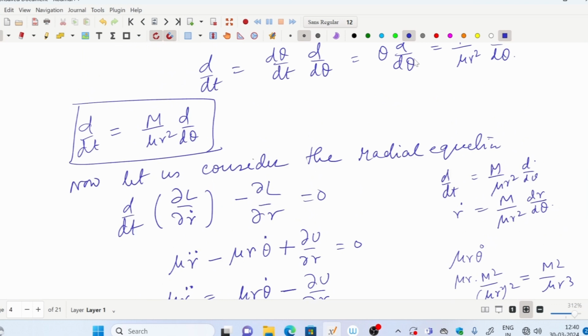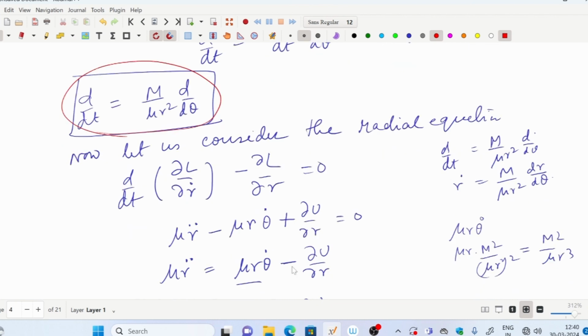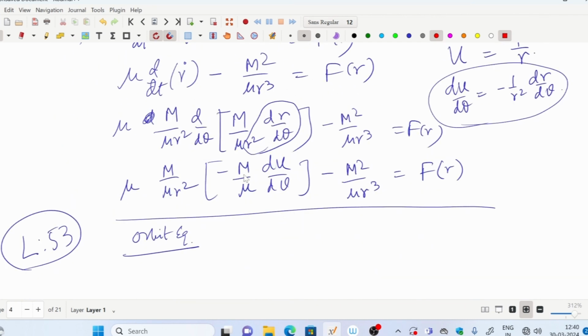First of all we derived d/dt equal to, so this is the first important result, that d/dt is the angular momentum m over mu r square times d/dθ. So the first equation is d/dt equal to m/(mu r square) d/dθ, which implies r dot equal to m/(mu r square) dr/dθ. Okay, so this is an important result.